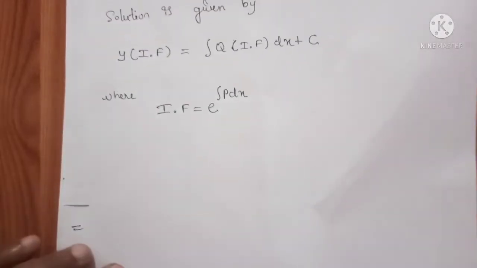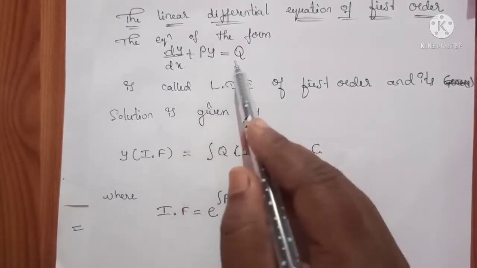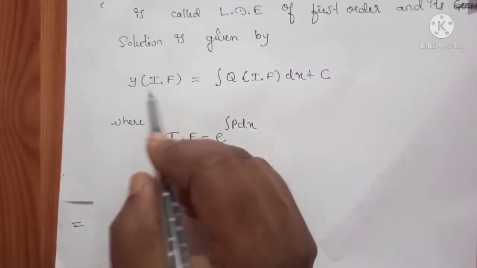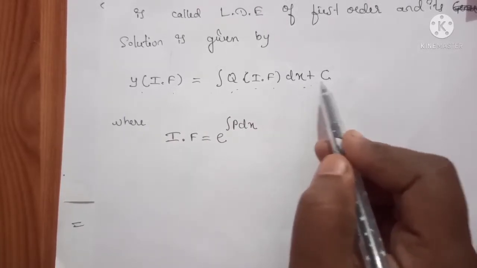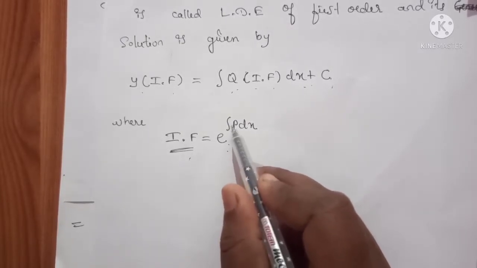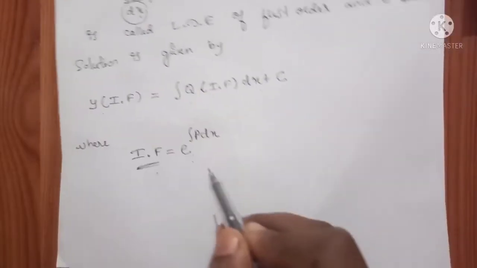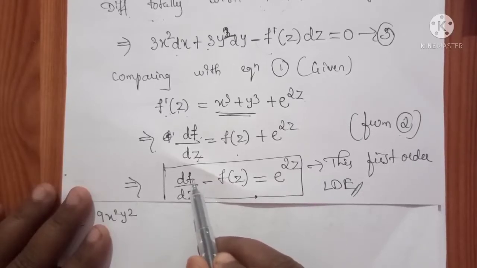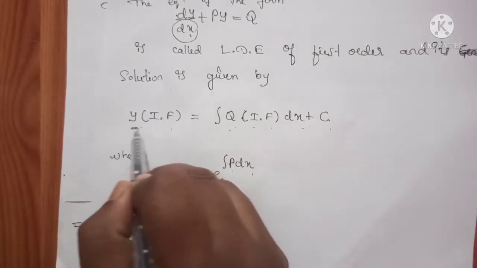Before solving this, let us recall the linear differential equation formula. The equation of the form dy divided by dx plus p into y equals q is called a linear differential equation of first order, and its solution is y into IF equals integration of q into IF dx plus c. Here IF is the integrating factor, and its value is e raised to integration of p dx. Here we are differentiating with respect to x, but in this case it is the differentiation of the function f with respect to z, so we have to replace y by f.